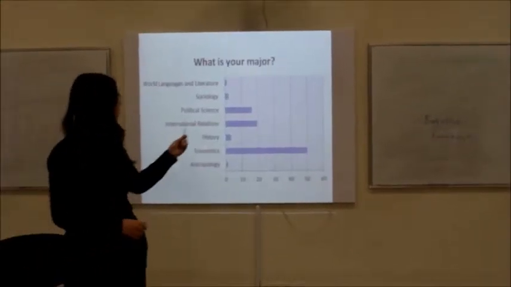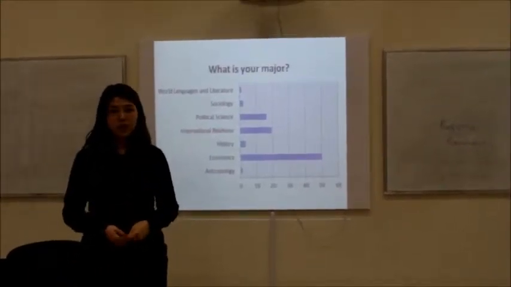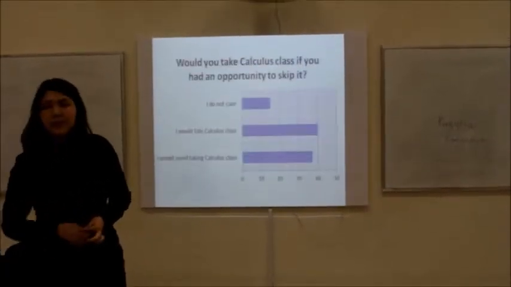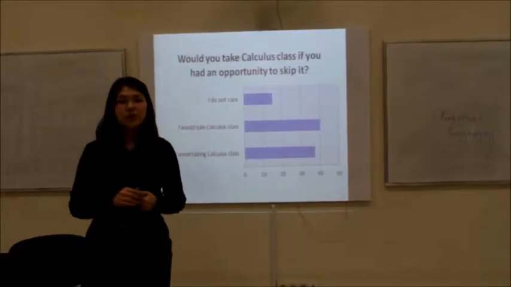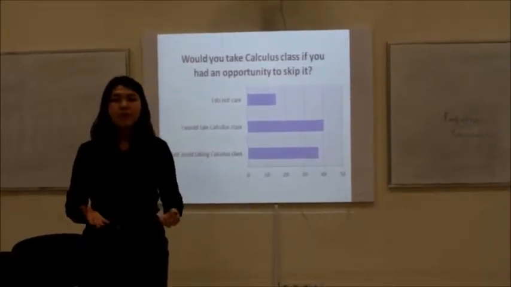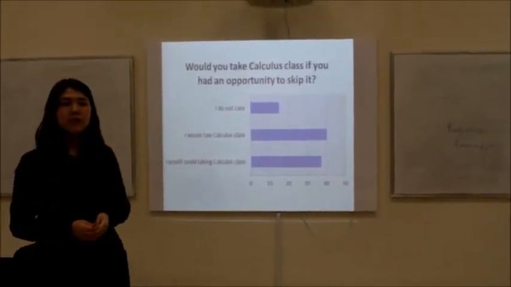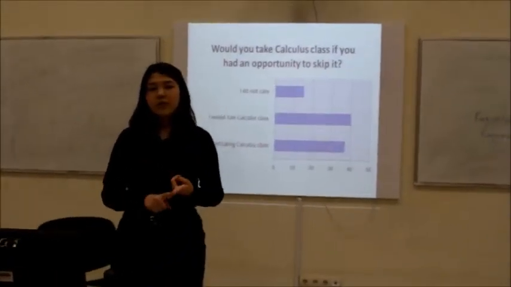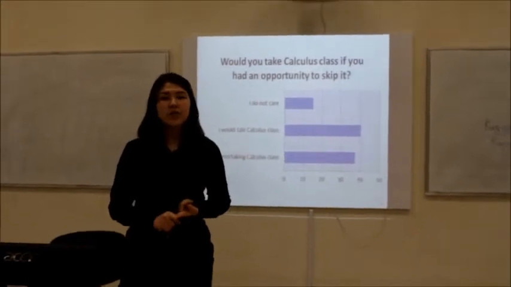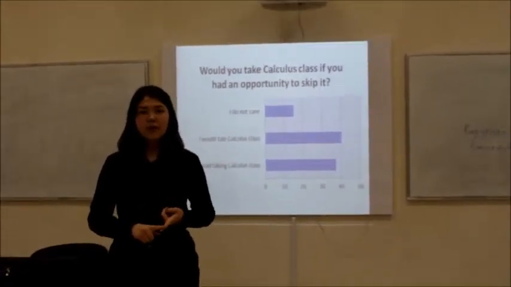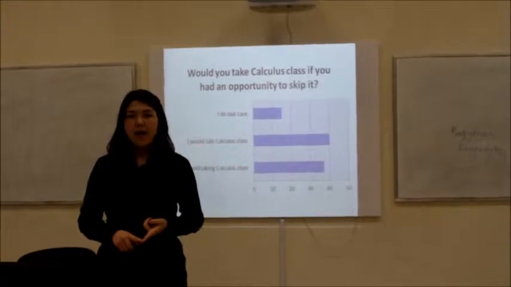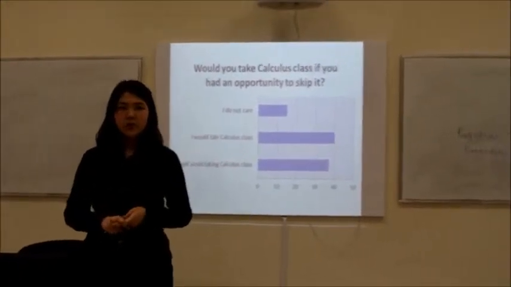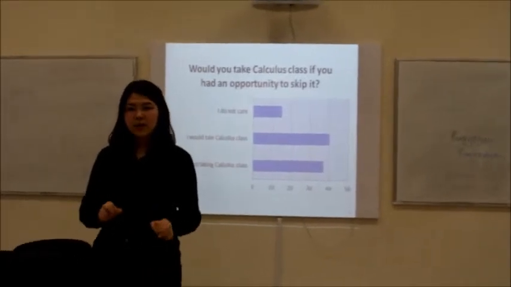As you can see, 50 interviewees have an economics major, which is somewhat related to maths. From the second graph, we see that only 40 students would take calculus if they had an opportunity to skip this class. From these two graphs, we can draw two conclusions. The first conclusion is that the majority of the students would not take calculus if they could avoid taking this class. And the second conclusion is that even not all economics majors would take this simplest maths class in the university.